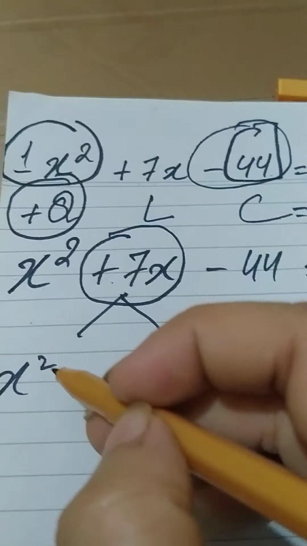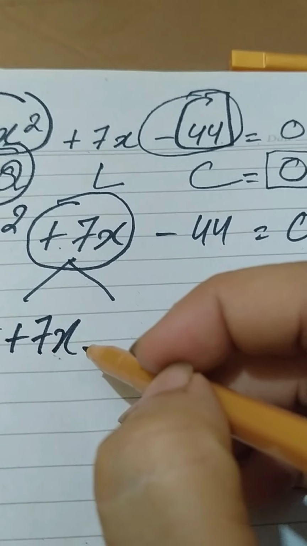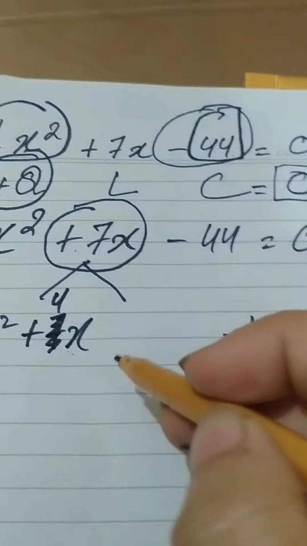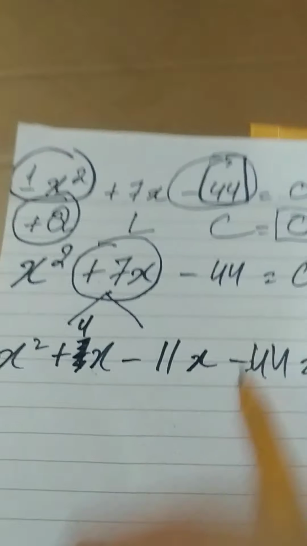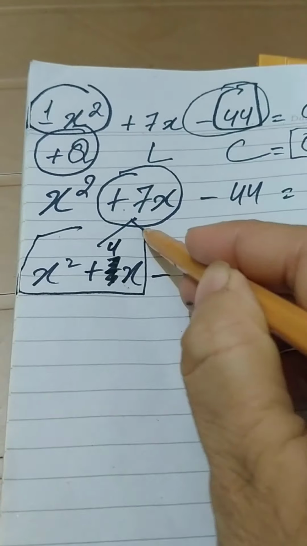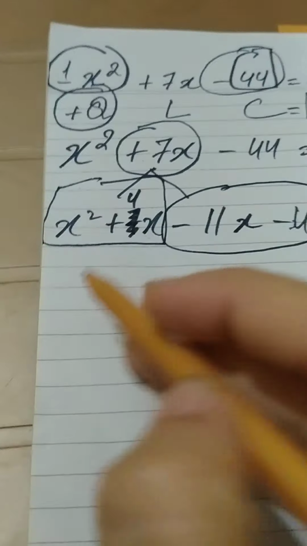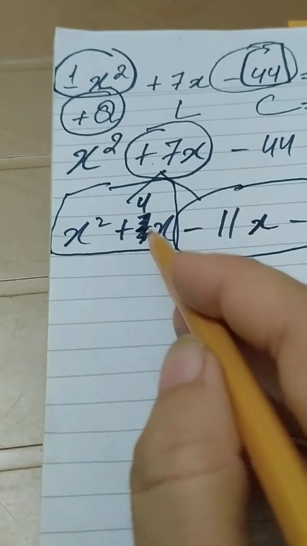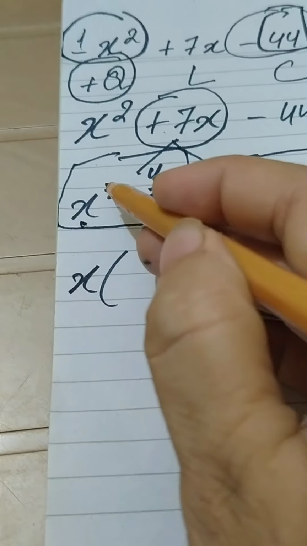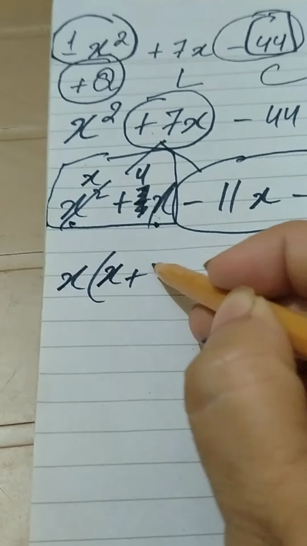So how can we break it? We break it in this manner: plus 7x becomes plus 4x and minus 11x. After breaking the linear term, step number 5 is pair common. This is my first pair and this is my second pair. In the first pair we only try to take the common factor of number and variable. This time we have a common factor of only the variable. X is common in both. So x square divided by x, we have x left. What we have left is x and plus 4.